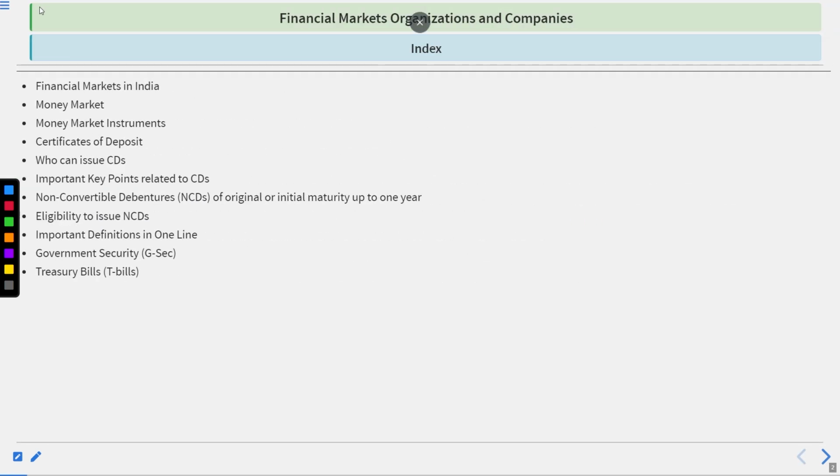In this lecture, we will go through the financial markets in India, money market instruments, certificates of deposits, like who can issue the certificate of deposits and important key points related to them, because certificate of deposits are in short known as CDs, non-convertible debentures and CDs of original or initial maturity up to 1 year, eligibility to issue NCDs, important definitions in one line, the government securities or G-Sec, treasury bills also known as T-bills.